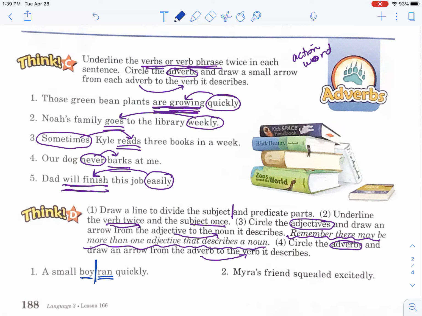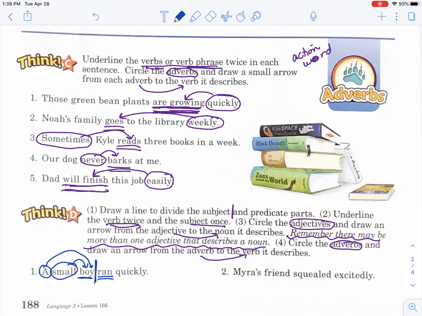Okay. So now that we have this one, the boy is the what? The noun. And ran is the action. What is that? Verb. Okay. So now we're going to see what describes the boy and what describes ran. Let's start with the boy. What's the boy? He's small. And he's a boy, right? Not the boy, not that boy. A boy, a small boy. So he's a boy and he's small.